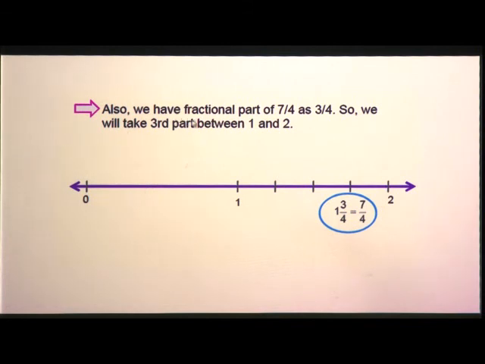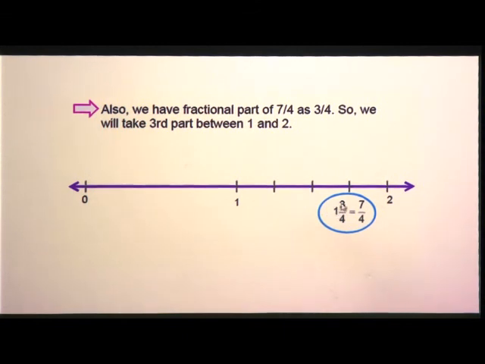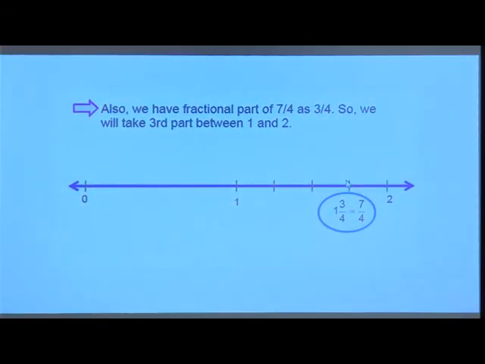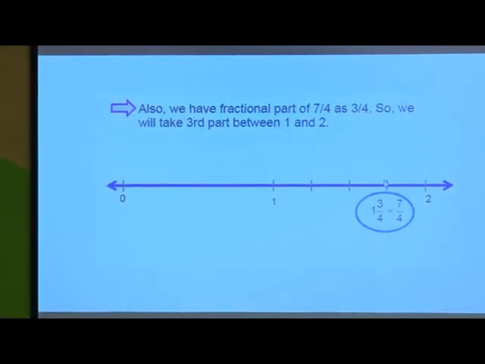Also, we have the fraction part of 7 upon 4 as 3 upon 4, so we will take the third part, because we got the mixed fraction 1 whole 3 upon 4. So, this is 1 whole, 1 upon 4, half and 3 upon 4. In this way we can represent rational numbers on a number line by making the given rational number into a mixed fraction, and the same steps we learned today we have to follow to represent a rational number on the number line.